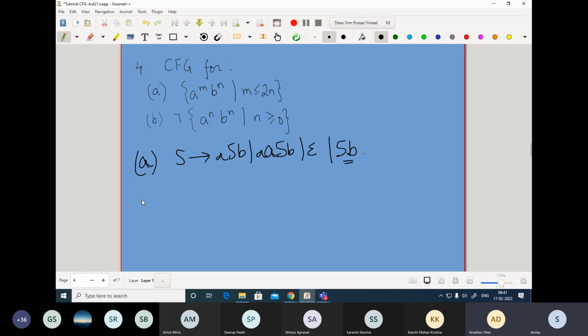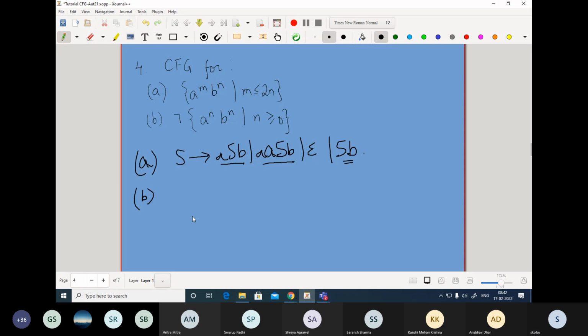Right. So all strings in A to the M, B to the N will be of the form either there is no A, which means it's only B to the N, or for every B introduced, you can introduce at most 2 A's. So either ASB or AASB repeated many times will give you the string that you're looking for.